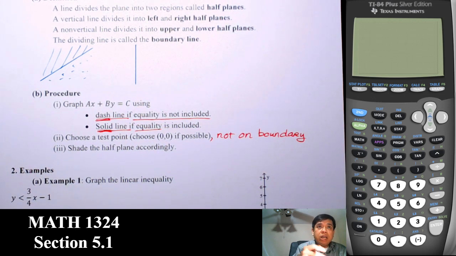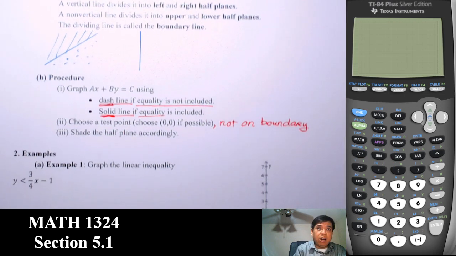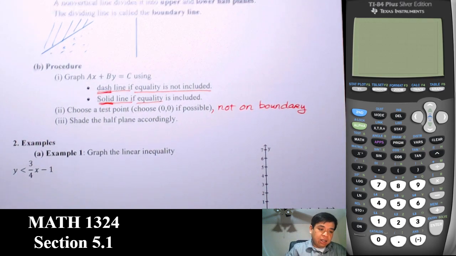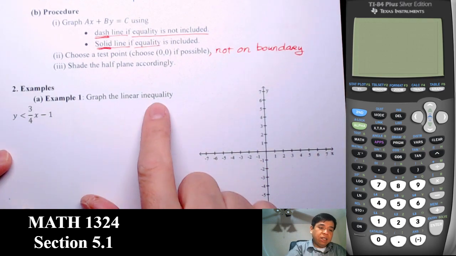And after that, we shade the half of the plane accordingly. If it's true, we shade that region. If it is false, we shade the opposite. We will see that in a minute. Right. So that is how we graph a linear inequality.